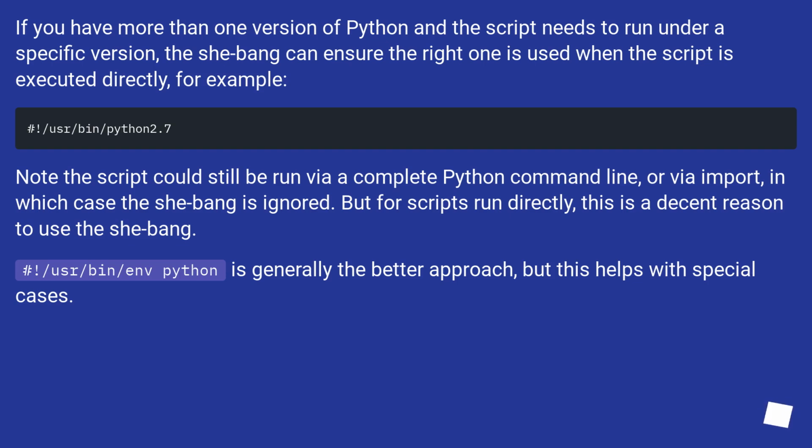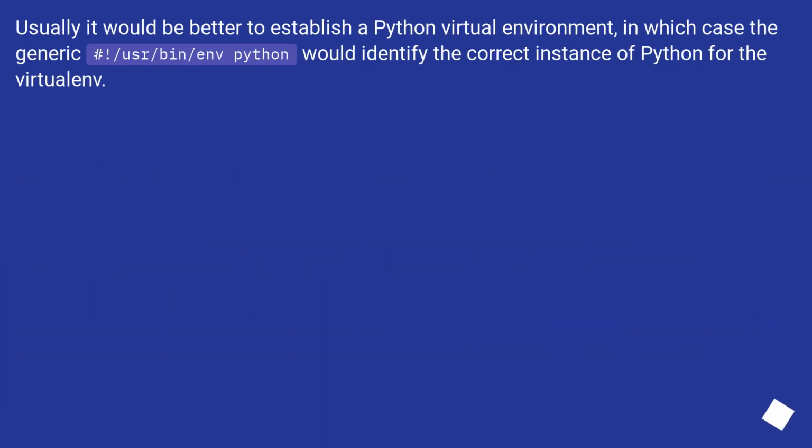#!/usr/bin/env python is generally the better approach, but this helps with special cases. Usually it would be better to establish a Python virtual environment, in which case the generic #!/usr/bin/env python would identify the correct instance of Python for the virtual env.